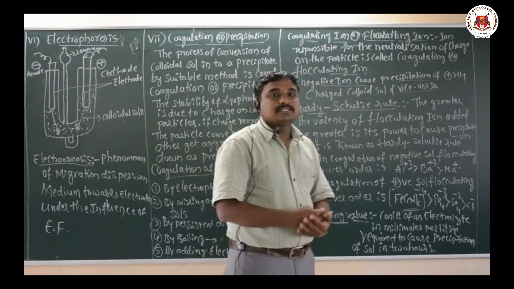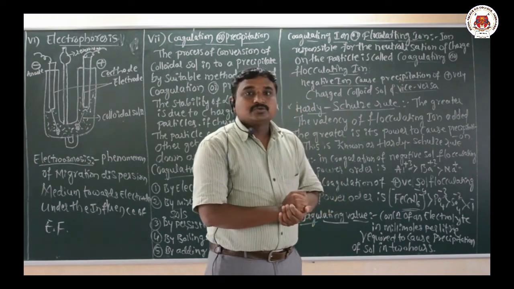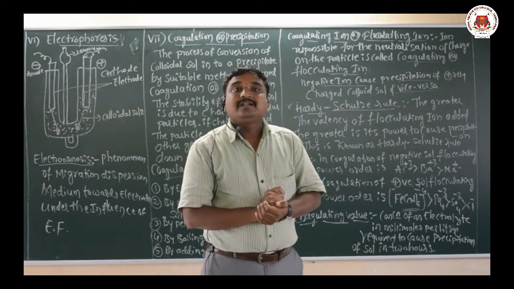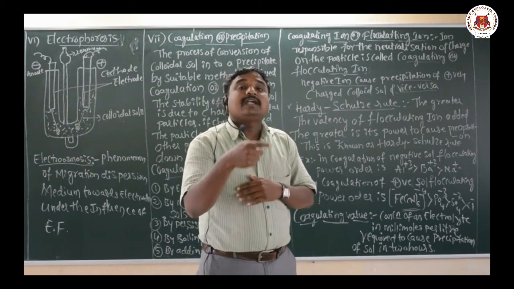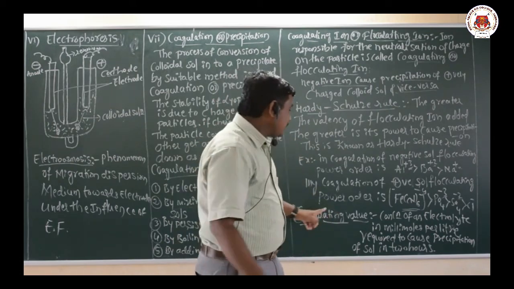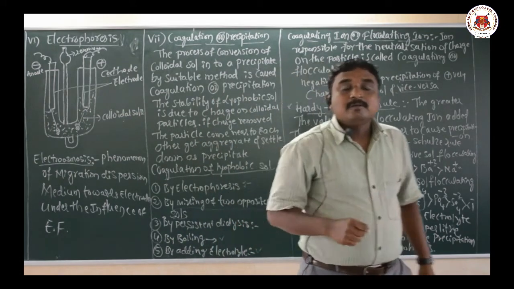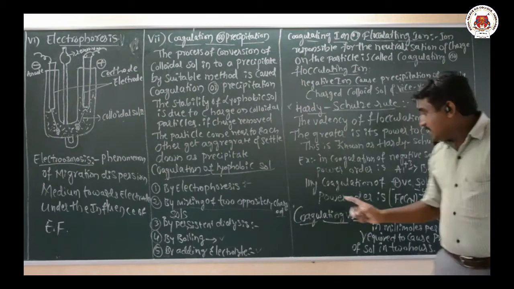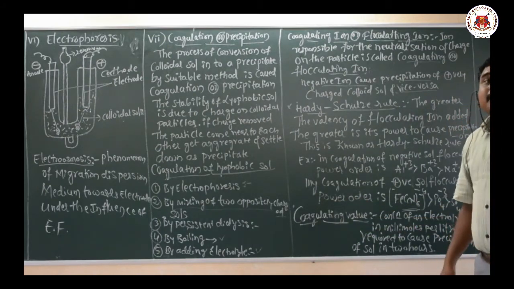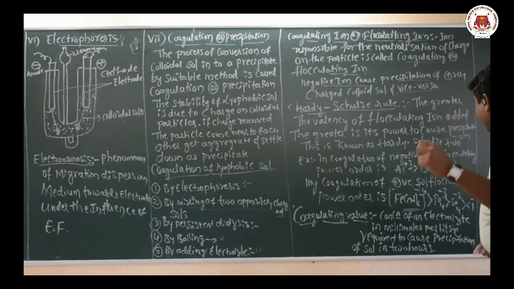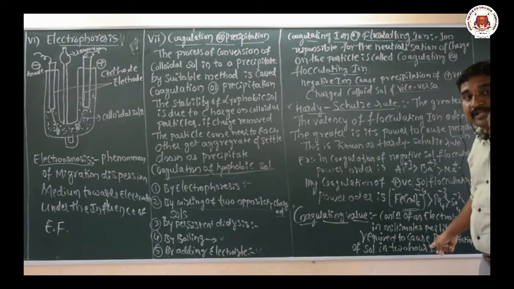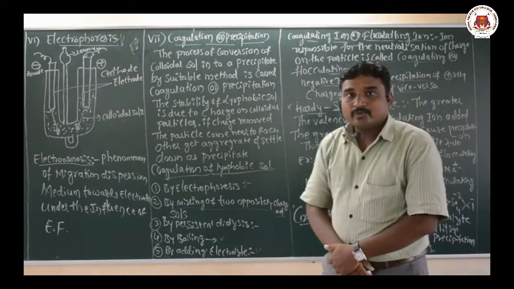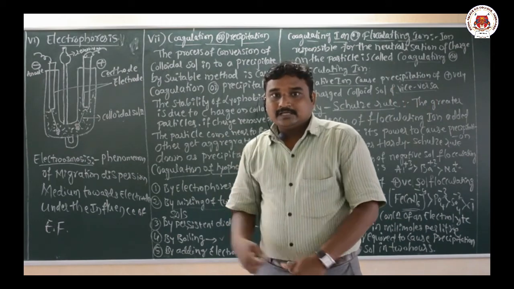Now the last concept, that is the coagulating value. The concentration of electrolyte required, in millimoles per liter, to coagulate the colloidal sol in 2 hours is called the coagulating value or flocculating value. So the coagulating value or flocculating value means the concentration of electrolyte in millimoles per liter to coagulate or precipitate the colloidal sol in 2 hours. Next I will continue the same concept.